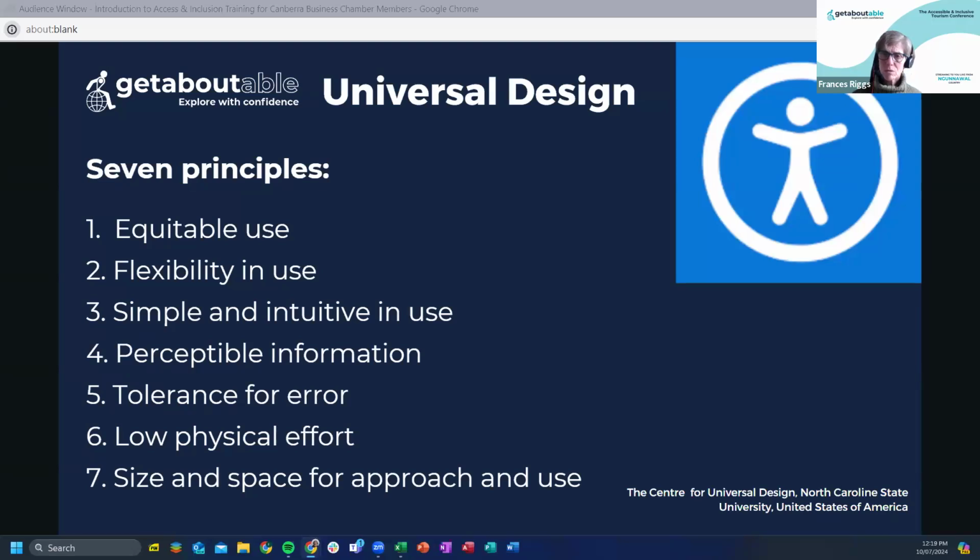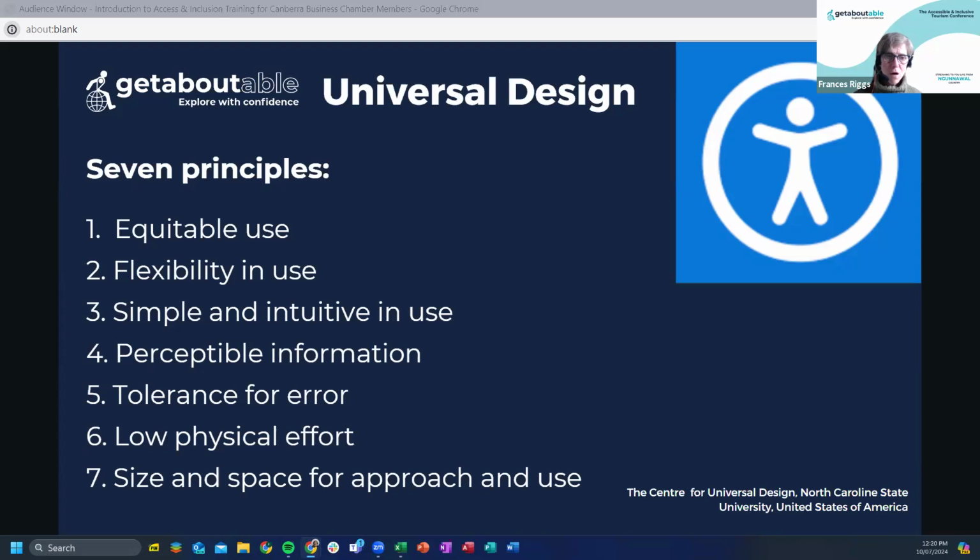The fourth principle, perceptible information. The design communicates necessary information effectively to the user, regardless of ambient conditions or the user's sensory abilities. The fifth principle, tolerance for error. The design minimises hazards and the adverse consequences of accidental or unintended actions. The sixth principle, low physical effort. The design minimises hazards and the adverse consequences of accidental or unintended actions.